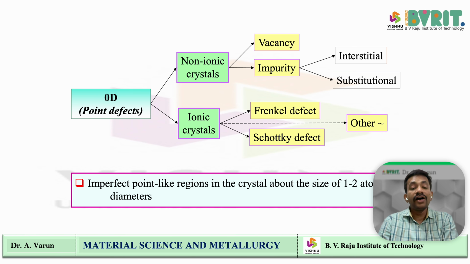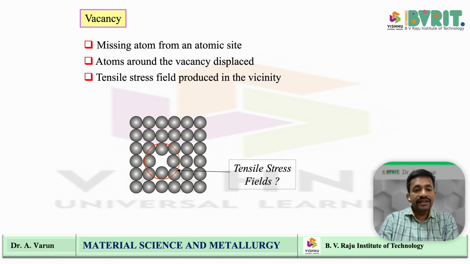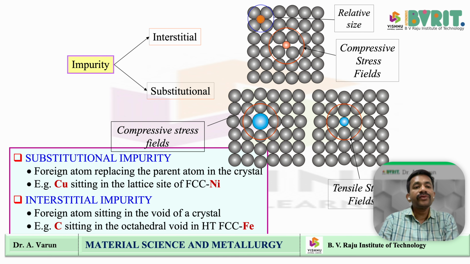This is about non-ionic. When it comes to ionic, it can be either Frenkel defects or Schottky defects. We'll see them one by one. So vacancy is the missing atom in the regular position. Very simple, easy to remember. When it comes to impurities, in interstitial, the in-between position of the atoms is occupied by a third or external element. Whereas in substitutional, the regular atom position itself is replaced by another element. This is what we call impurities.